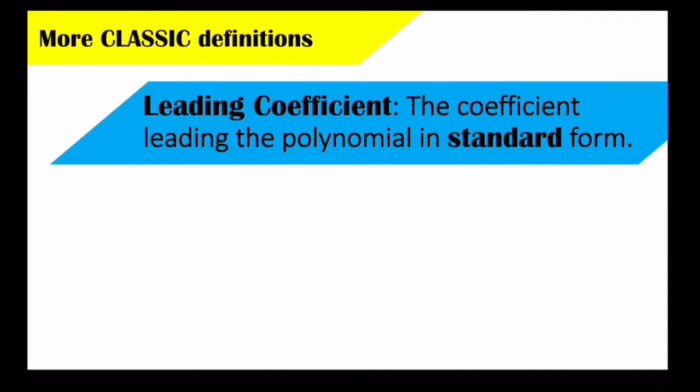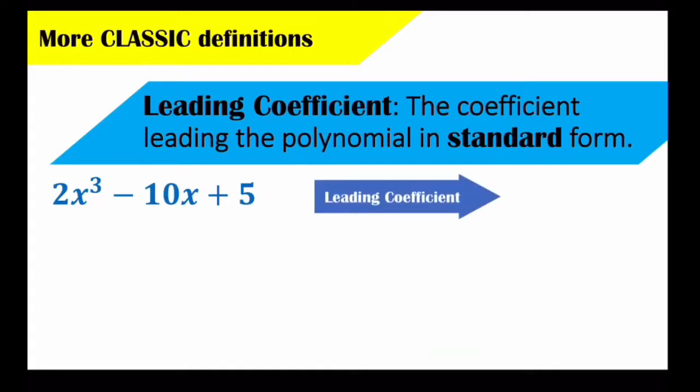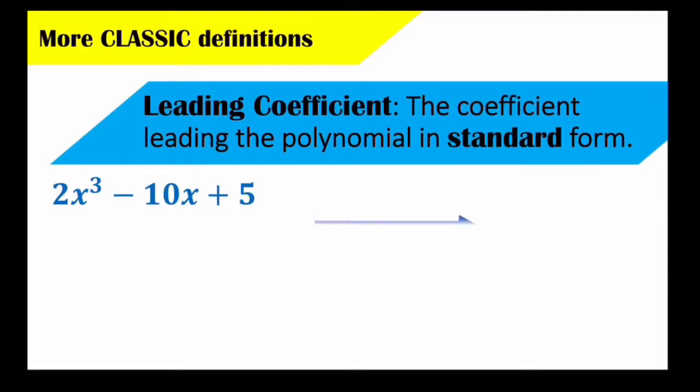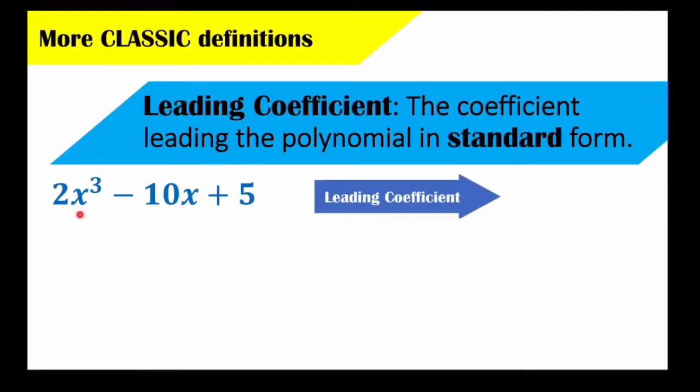Continuing our classic definitions. The leading coefficient. The coefficient leading the polynomial in standard form. Here I have 2x cubed minus 10x plus 5. So I've already organized this into standard form for you. In fact, it's an example from the last slide. The leading coefficient is the coefficient leading our polynomial expression in standard form. So standard form, there's a 2 there leading it. Therefore, my leading coefficient is 2.